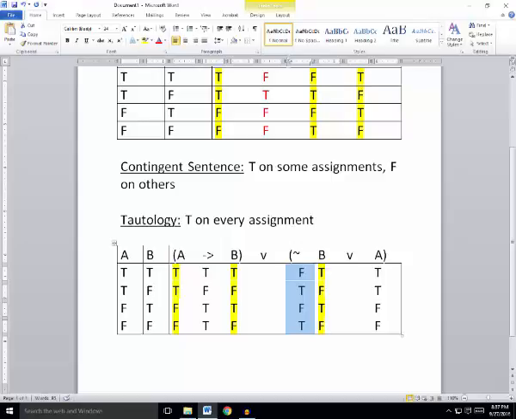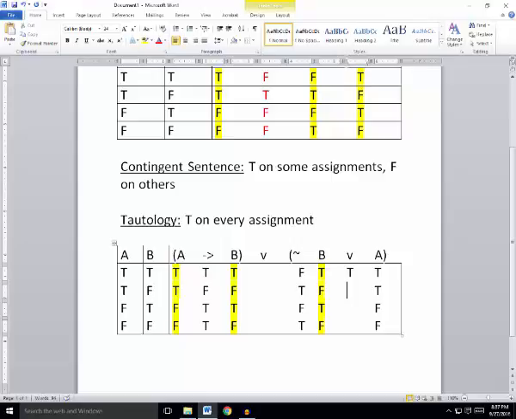So when we do the wedge statement, not B or A, we need to make sure we're using these values from the left side, the values we just got for not B. Those are what feed into the wedge rule, not the values under B. You'll get the wrong answer if you do that. So the rule for wedge is that it's true as long as at least one side is true. And in the first assignment, the right side is true, so it's true.